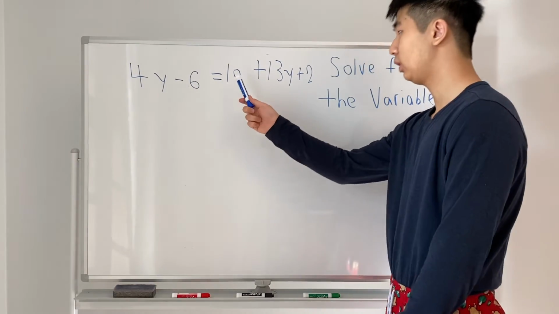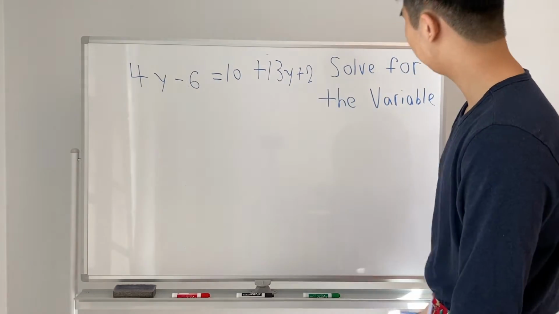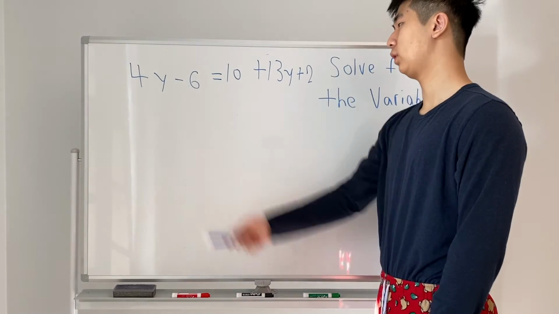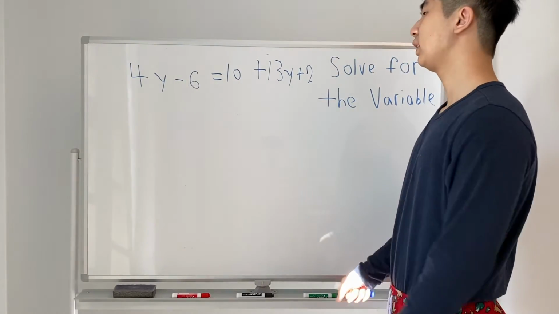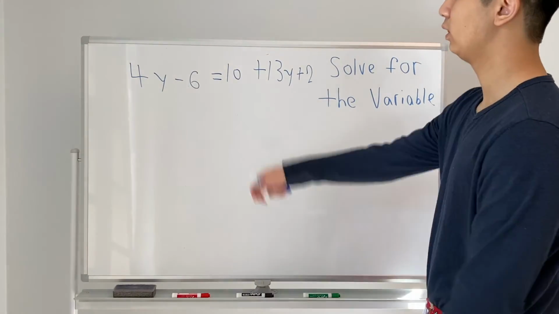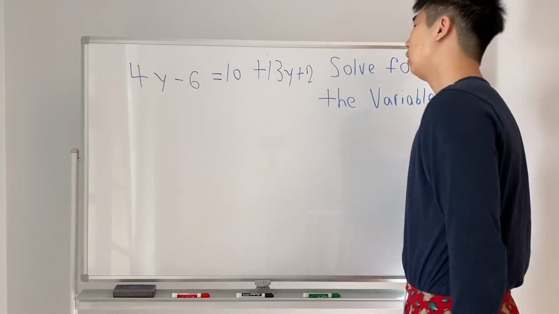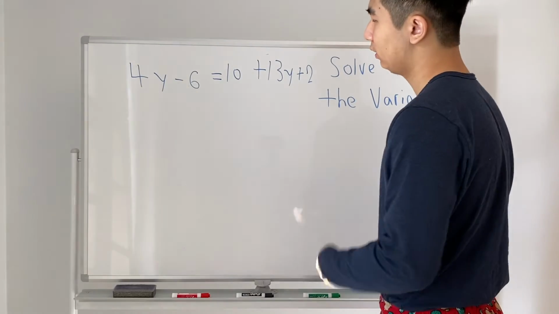4y minus 6 equals 10 plus 13y plus 2. Solve for the variable, so we have to solve for y here. So, same process. We want to get all of the numbers with a letter in it to one side, and all of the numbers without a letter in it to the other side.